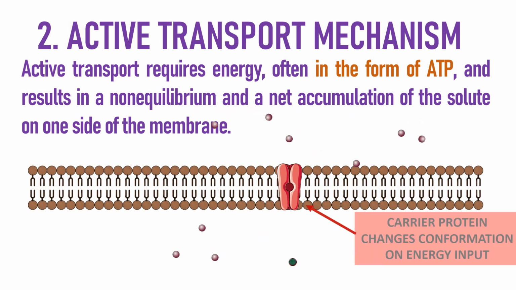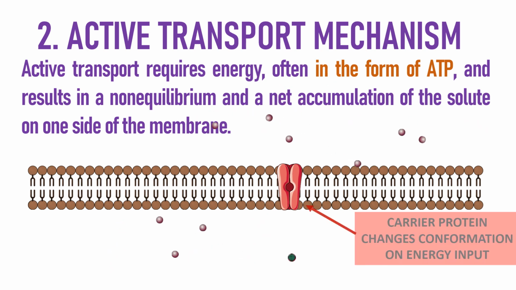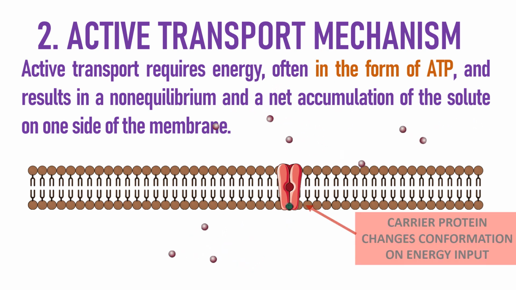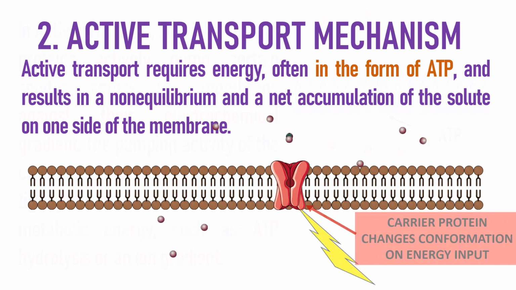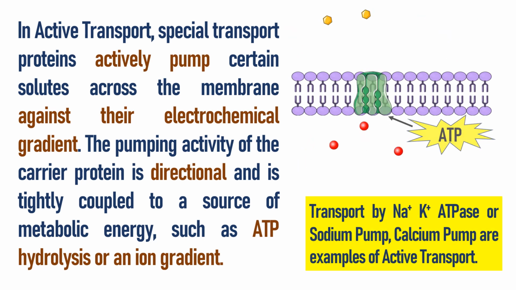Active transport requires energy, often in the form of ATP, and results in a non-equilibrium and a net accumulation of the solute on one side of the membrane. In active transport, special transport proteins actively pump certain solutes across the membrane against their electrochemical gradient. The pumping activity of the carrier protein is directional and is tightly coupled to a source of metabolic energy, such as ATP hydrolysis or an ion gradient.